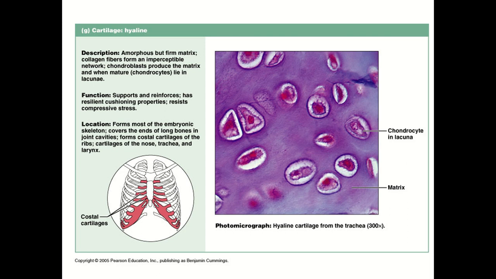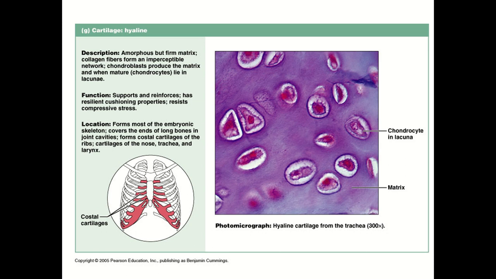They have a collagen fiber that will form an imperceptible network. They also have a chondroblast here that produces the matrix, and when mature, it will become a chondrocyte that lies inside the lacunae. So it functions to support and reinforce, and it has resilient cushioning properties that will help to resist compressive stress.